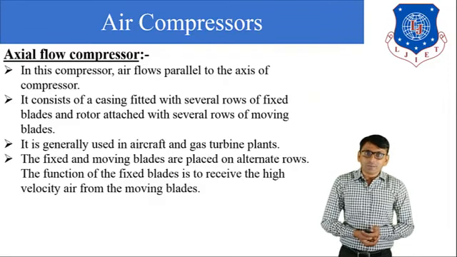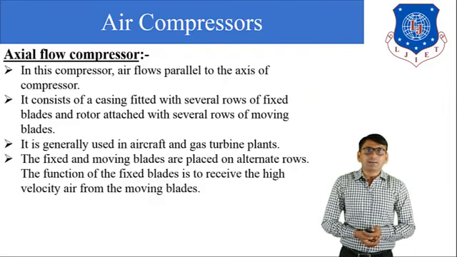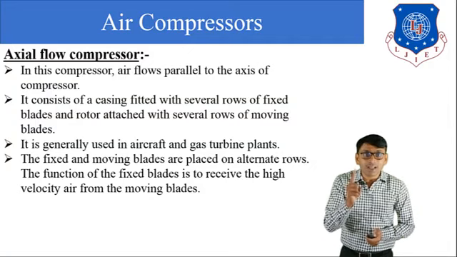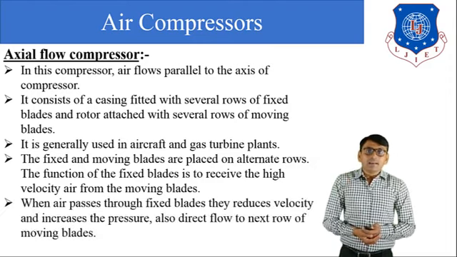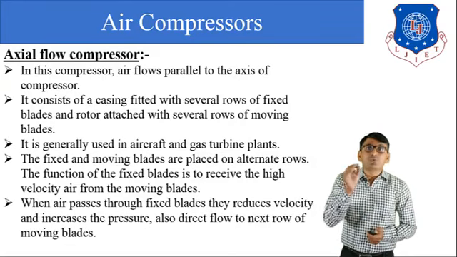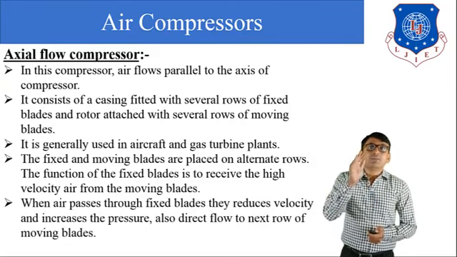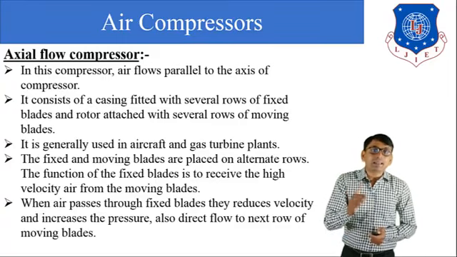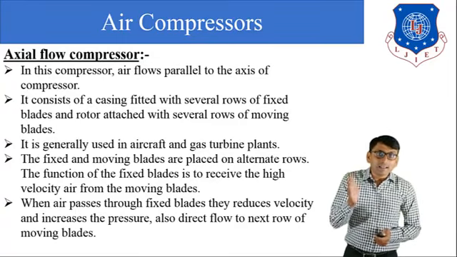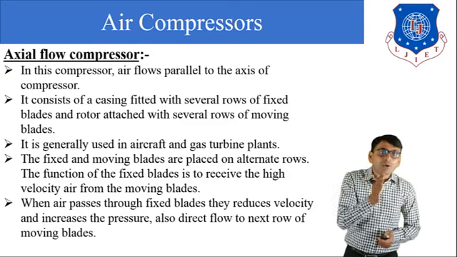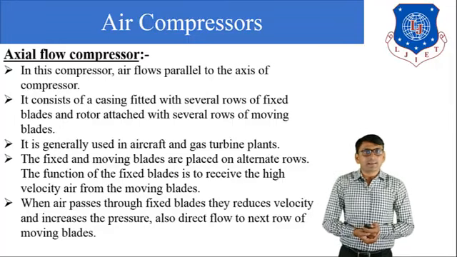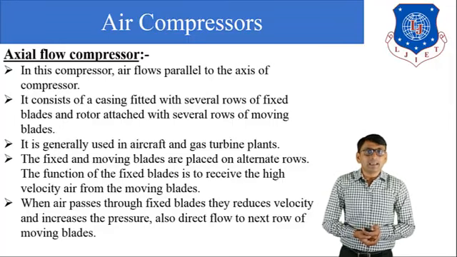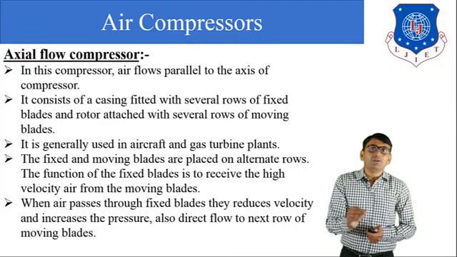The fixed and moving blades are placed in alternate rows. The function of the fixed blade is to receive high velocity air from the moving blade. Then when air passes through the fixed blade, it reduces the velocity of the air but increases pressure, and it also directs the flow to the next row of moving blades. So at last we get compressed air, and this air is supplied to a particular application.